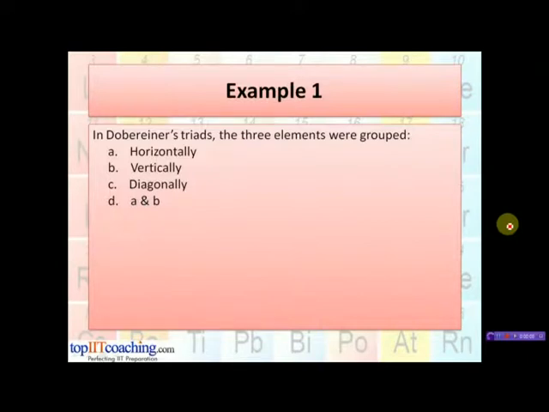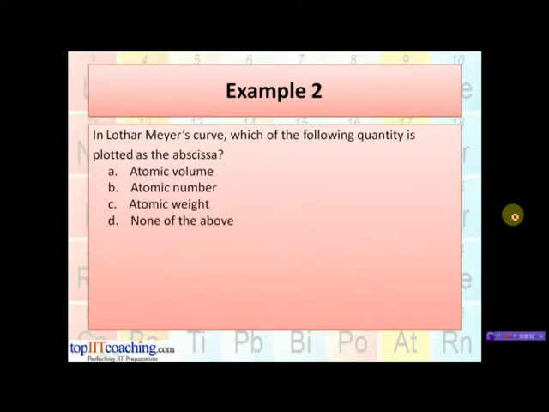Now let us solve some simple problems based on the concepts that we have just discussed. The first example: in Döbereiner's triads, the 3 elements were grouped horizontally, vertically, diagonally, or horizontally and vertically. Now, if you remember, the triads were like chlorine, bromine, and iodine. They were grouped vertically. That is, the elements belong to a single group. Therefore, the correct choice will be B, that is vertical.